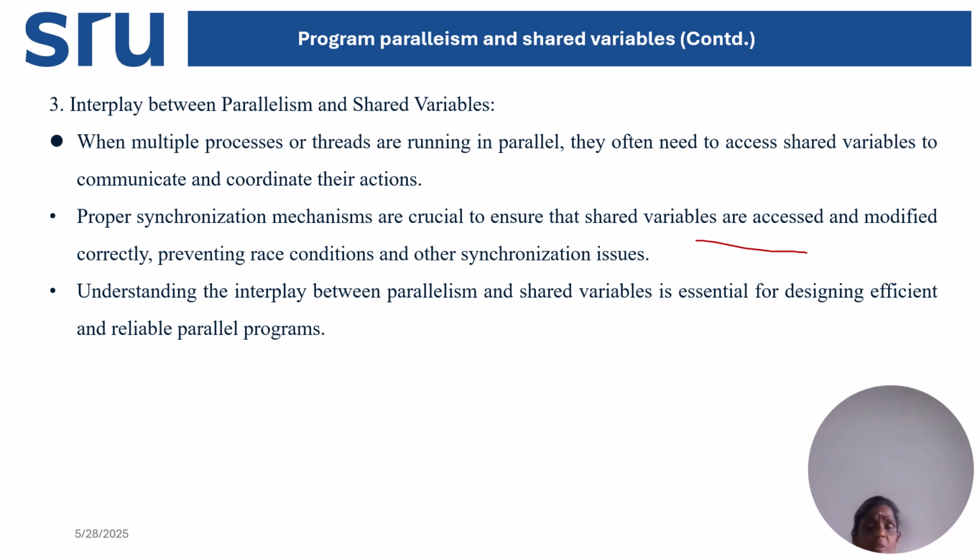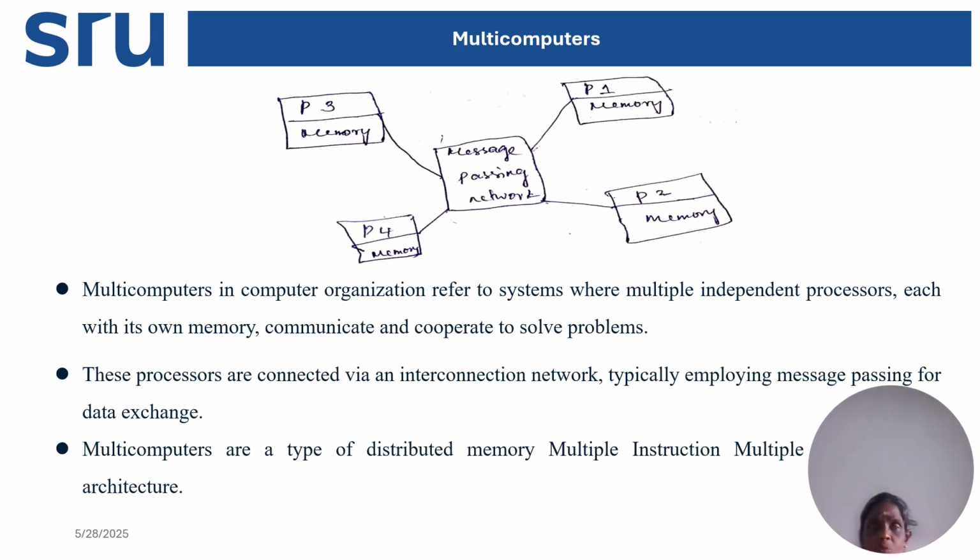So this also we have told. If it is expecting the result from the previous instruction, the first should be executed at the correct time. Then only the second instruction will get the correct data. Otherwise, whatever data was available previously will not be removed, and with that older data it will execute the current instruction, and the output will automatically be wrong. Understanding the interplay between parallelism and shared variables is essential for designing efficient and reliable parallel programs.